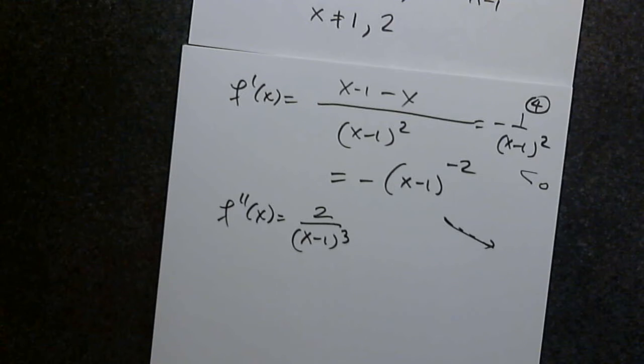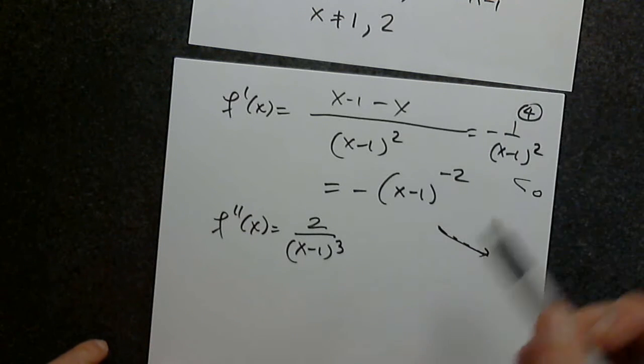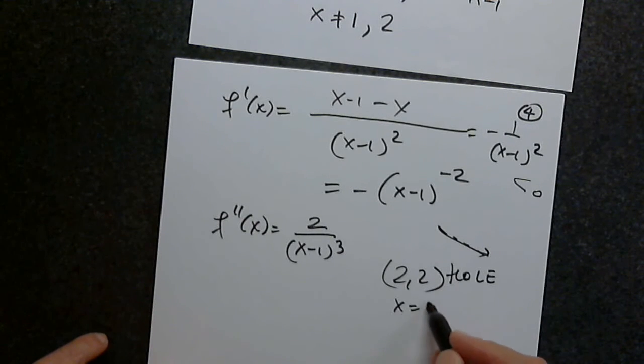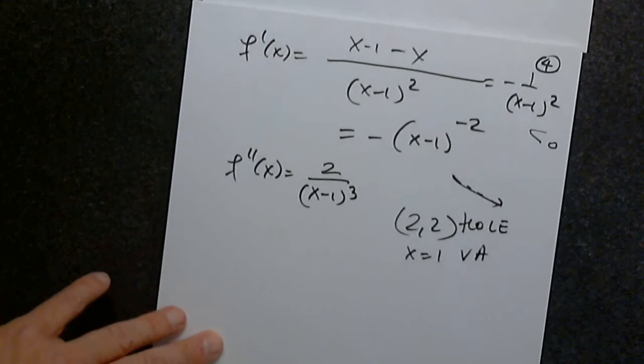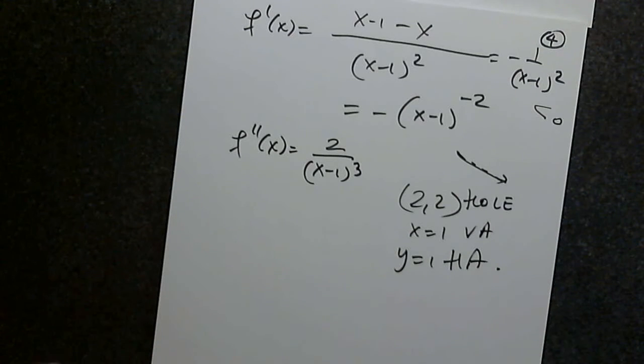Okay. So of course x equals 2. When you plug in 2, you will get 2. So 2 comma 2 is a hole, and x equals 1 is a vertical asymptote. And this function has y equals 1 as a horizontal asymptote, after you find the limits.